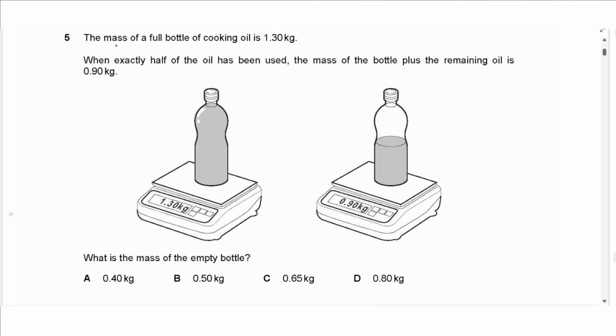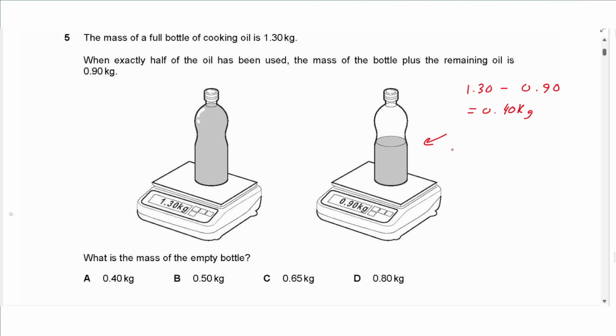Question 5 says the mass of a full bottle of cooking oil is 1.30 kilograms. When exactly half of the oil has been used, the mass of the bottle plus the remaining oil is 0.90 kilograms. What is the mass of the empty bottle? So we can get the mass of half the oil. So we can subtract 1.30 minus 0.90. That would give us 0.40 kilograms. So the mass of half the oil in this bottle is 0.40 kilograms.